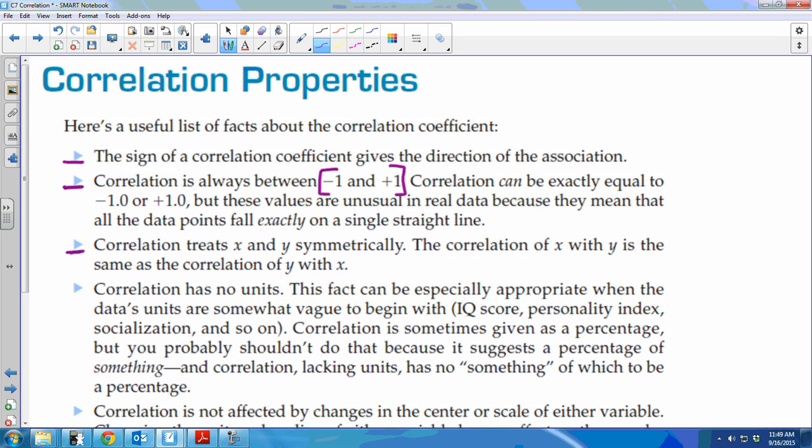Correlation treats X and Y symmetrically. That means, like the first example had height as the x-axis and weight as the y-axis. If you flip them and make weight the x-axis and height the y-axis, by switching them, you don't change the correlation. Right? Again, think about how they calculate it. They standardize all the scores, and then they multiply all the x and y's together. So it doesn't matter if you change the variables from one axis to the other. Okay?